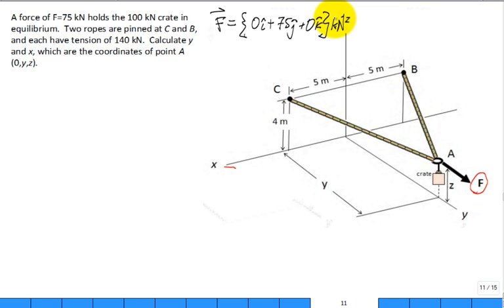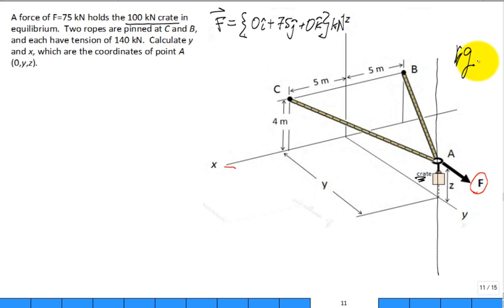All right. It holds a 100 kilonewton crate. Okay, they didn't give me the mass. They gave me the actual weight of this crate. Here is the crate. And what do you think this line going down from the ring is? Is it aligned with one of the axes? It's aligned with the z-axis. My guess is, and that's the way the whole book has been, g is down in the negative z.